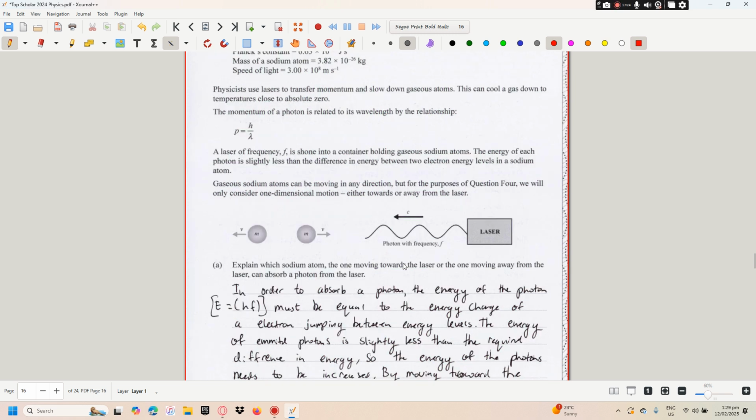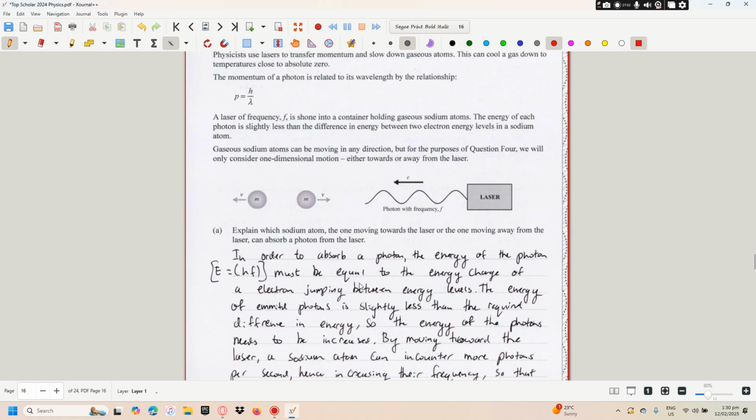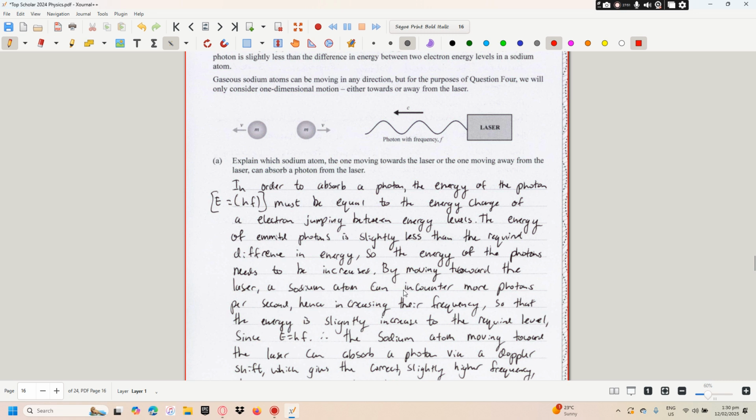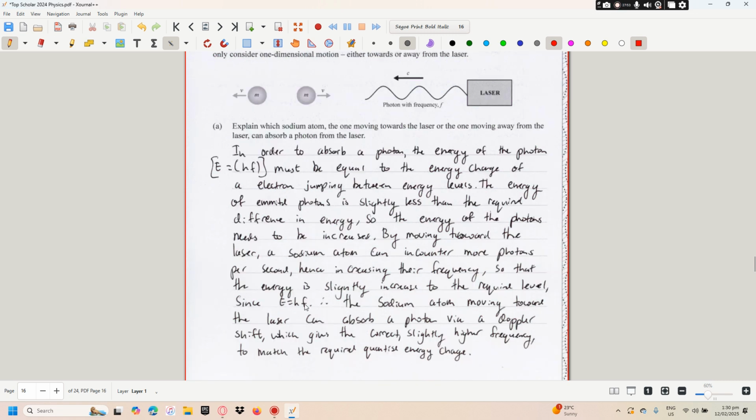So which sodium atom can absorb the photon from the laser? Well, they don't carry quite enough energy. Must be equal to the energy change of electron jumping between energy levels. The energy of emitted photons is slightly less than the required difference in energy, so the energy of the photons needs to be increased. Now, by moving towards the laser, the sodium atom can encounter more photons per second and hence increase their frequency, so that the energy is slightly increased to the required level. The sodium atom moving towards the laser can absorb a photon via a Doppler shift, essentially.